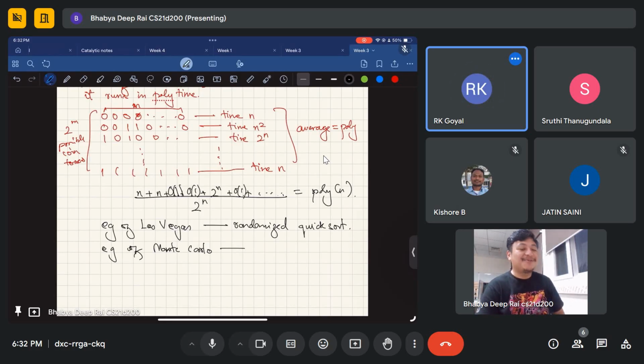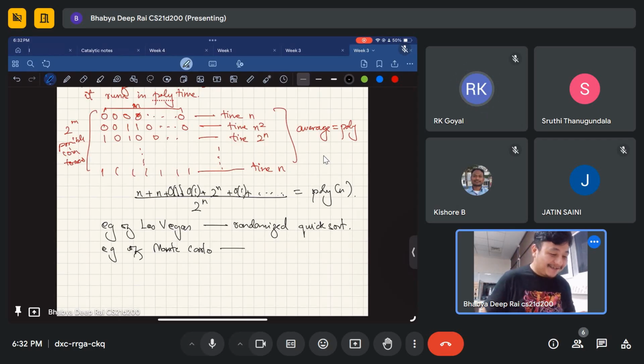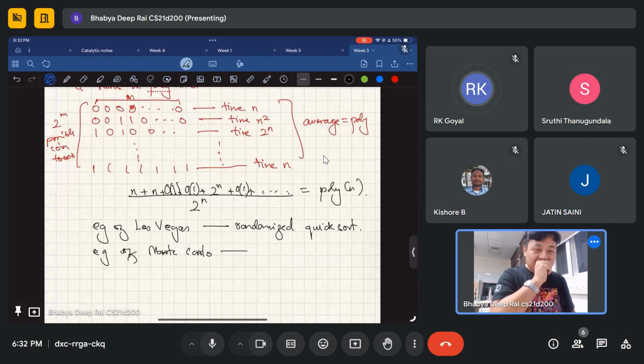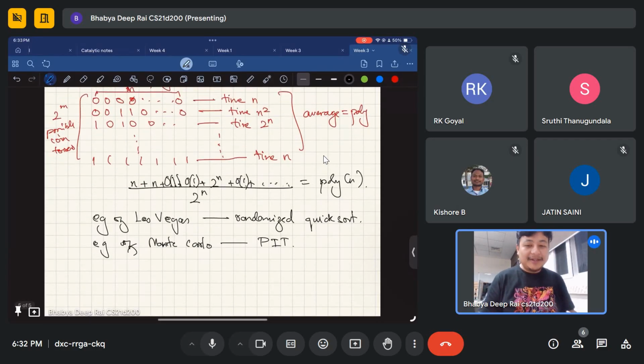Actually, it was something to do with min cuts. Min cuts, yes. So which randomized algorithm did we do for min cuts last week? It is okay, I'll do that later, but I'll give you another example. Another good example of Monte Carlo is polynomial identity testing, which is done in this week's content, and which will be the next thing I discuss.